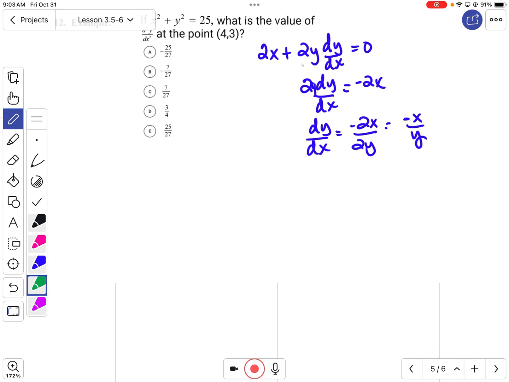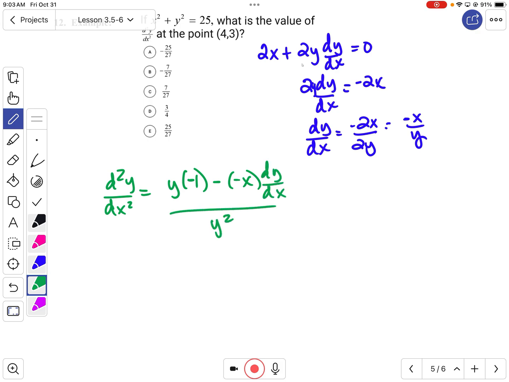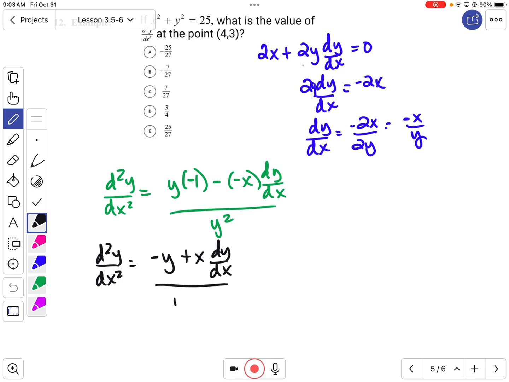So now let's do the second derivative. So d squared y dx squared, this is going to be quotient rule: d high minus high d ho over ho squared. Using that quotient rule, there's a lot of negatives here. There's a lot of things going on. So I've got d squared y dx squared equals a negative y plus x dy/dx over y squared.